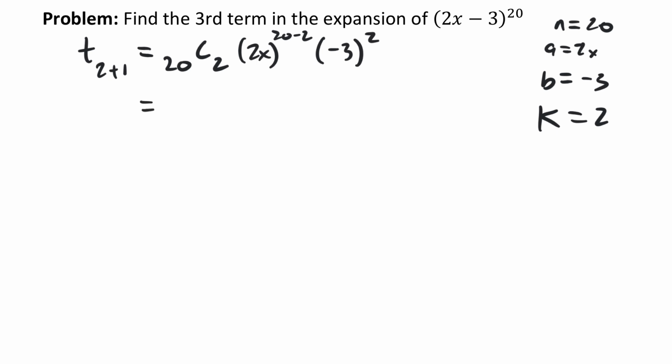And we need our calculator for the 20c2. That's 190. Here we have 2x to the 18. Here, I guess we could do this as a 9. Now remember that 18 is going to power both of those. So that's 190 times 2 to the power of 18.